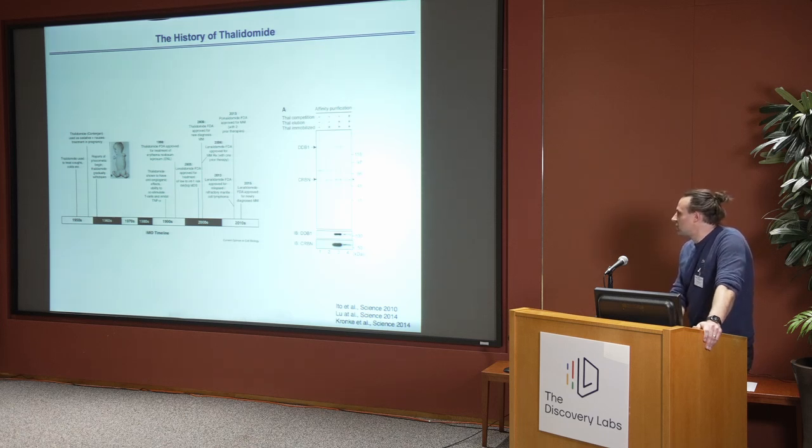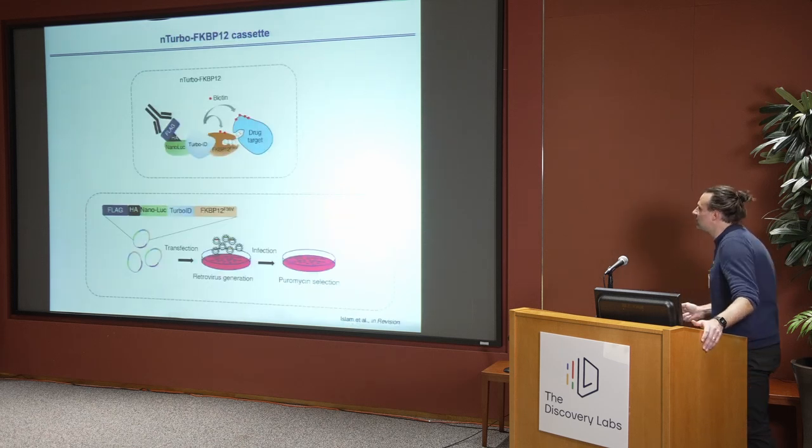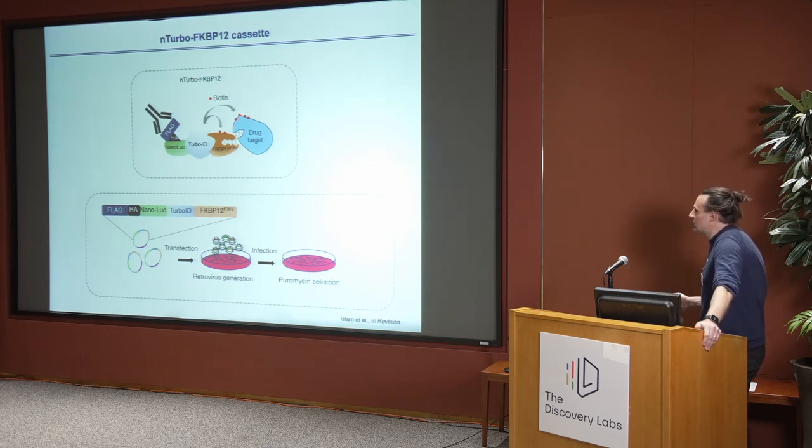Well, inspired by this story, we were wondering whether we could develop a more unbiased method to identify proteins that interact with drugs in cells. And so we developed this cassette that we call the N-terminal TurboID FKBP12 cassette. Essentially, this is the cassette. It has a Flag HA tag with nanoluciferase, TurboID, and thanks to Lan, I don't have to explain what TurboID is, and then FKBP12, the mutant that is F36V.